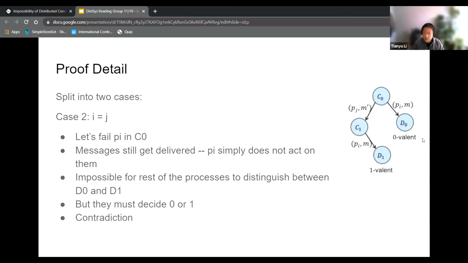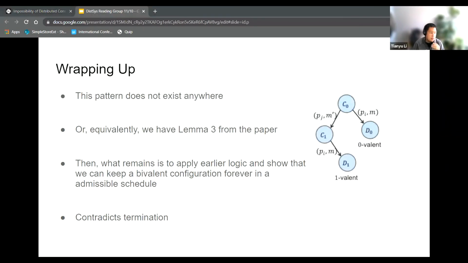And we have reached a contradiction on both cases, which tells us this pattern cannot possibly exist anywhere in an execution of an algorithm. Okay, so hopefully that's the key lemma, and I've managed to convince most of you that this is correct. And let's just wrap up based on that key lemma, right?